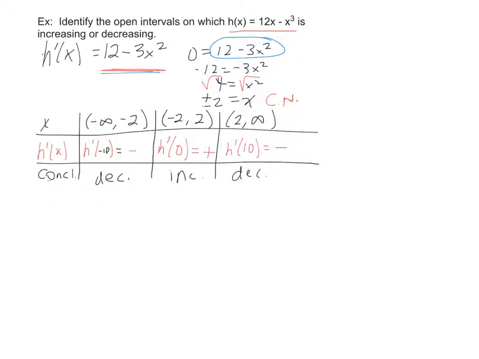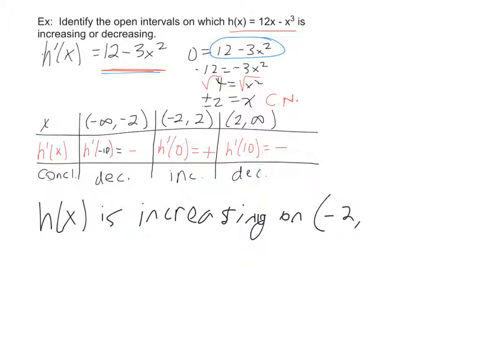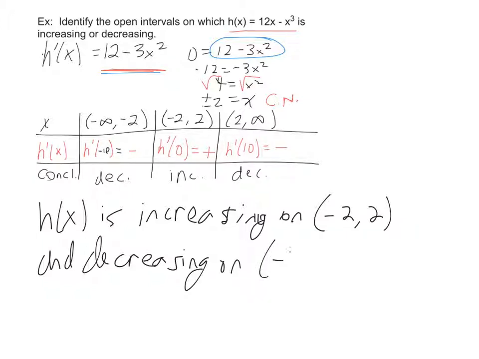So to wrap this up, to conclude, we would say h of x is increasing on the interval negative 2 to 2, and decreasing on negative infinity to negative 2 and 2 to infinity.